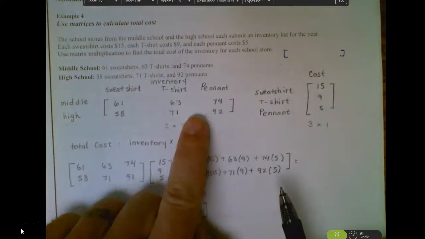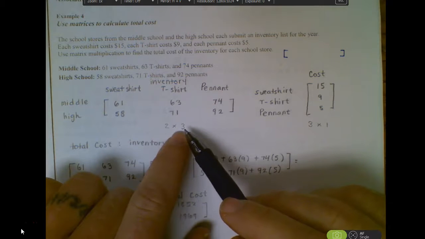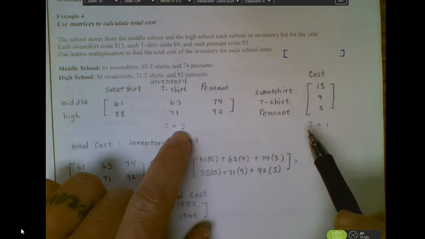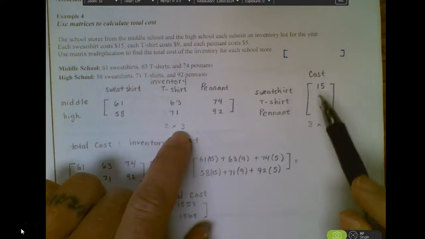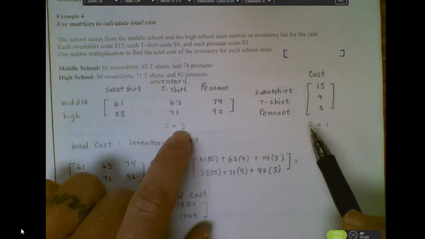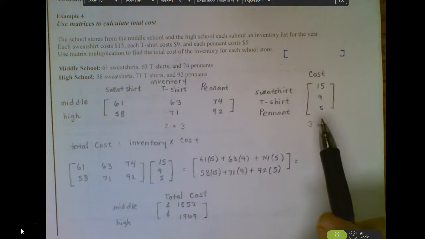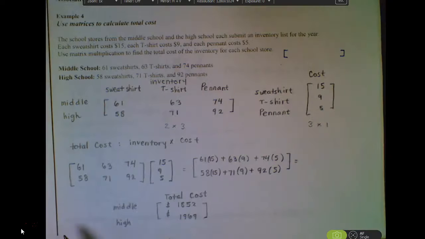So if I have a 2 by 3 matrix here, then I have to make sure that if this ends in a 3, the next matrix I do starts in the 3. And so that's why we set the cost matrix up as a 3 by 1 instead of a 1 by 3. Because I needed these numbers to match. Otherwise I won't be able to multiply them. And so that's why we set these up the way that we did. So here are the items, here are the cost, and since my interior numbers match, I know I can multiply these two together in order to get my answer matrix.